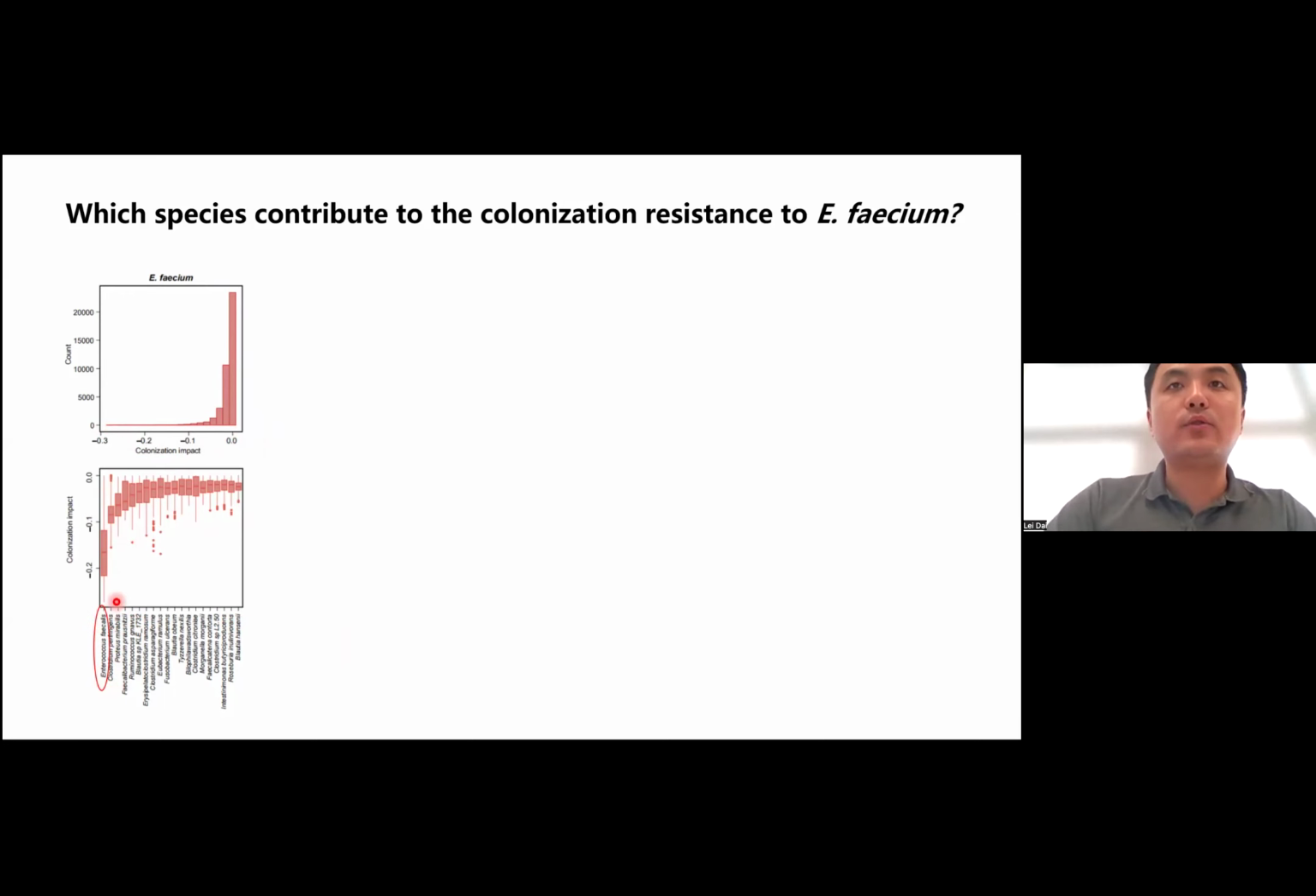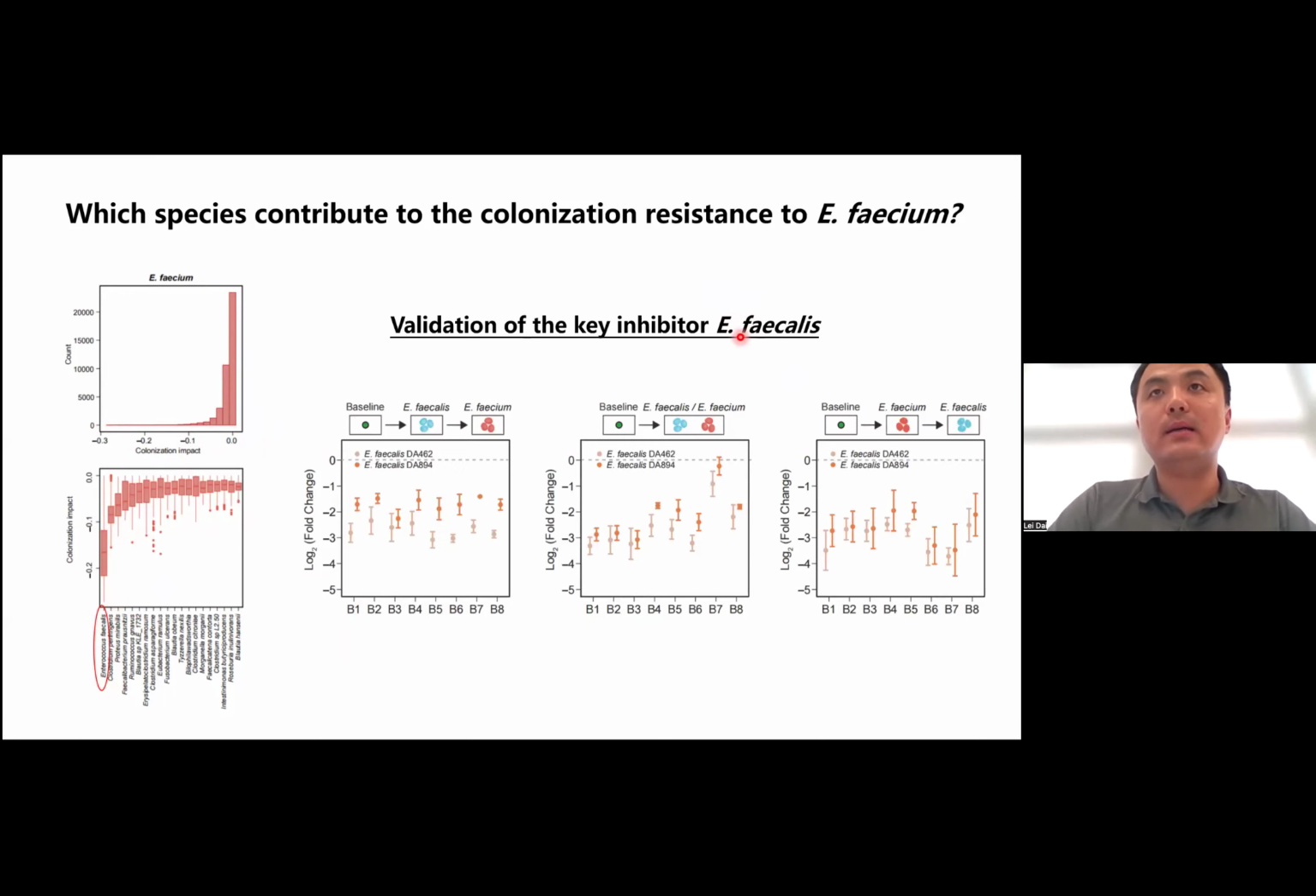So this species is called Enterococcus faecalis. It's in the same genus, Enterococcus, but a different species. We decided, okay, this seems to be the top inhibitor, so we should validate that. And so we introduced E. faecalis before eFeces, together with eFeces, or after eFeces. In all these scenarios, what we found was that in our system, it would greatly reduce the abundance of eFeces, the red species. And these different red colors are two different strains, just to see whether it's generalizable.